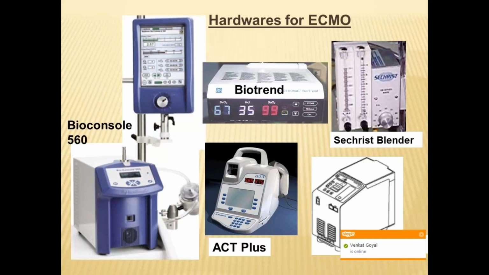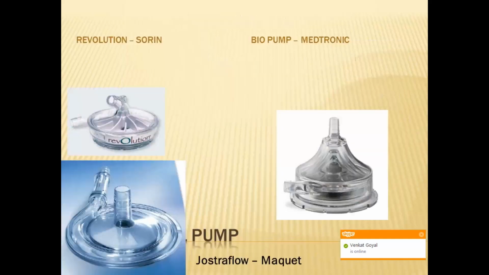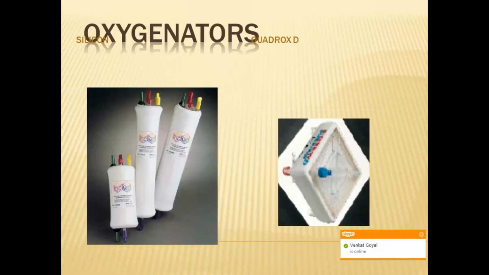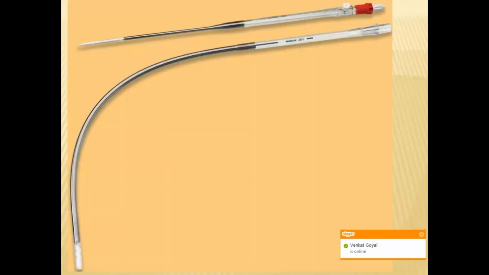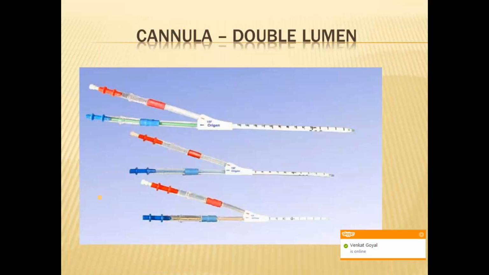Let's talk about the components of ECMO. These are the hardware parts of ECMO. We are going to discuss this in the afternoon session when we discuss the practical parts. These are different pumps: centrifugal pumps, this is just a magnetic pump, and this is a Medtronic pump. Oxygenators. This is how the circuit is going to look. Cannulas.